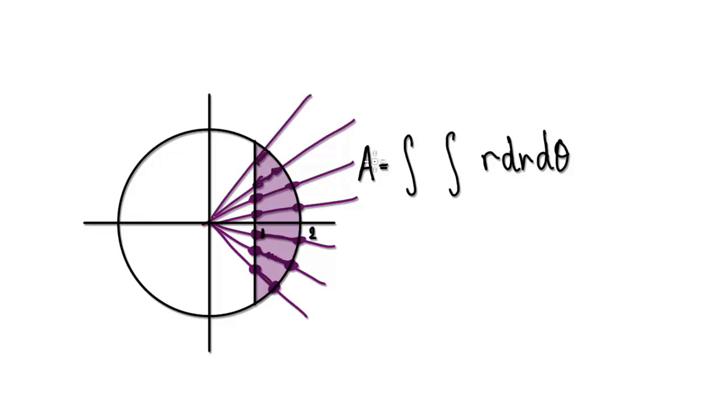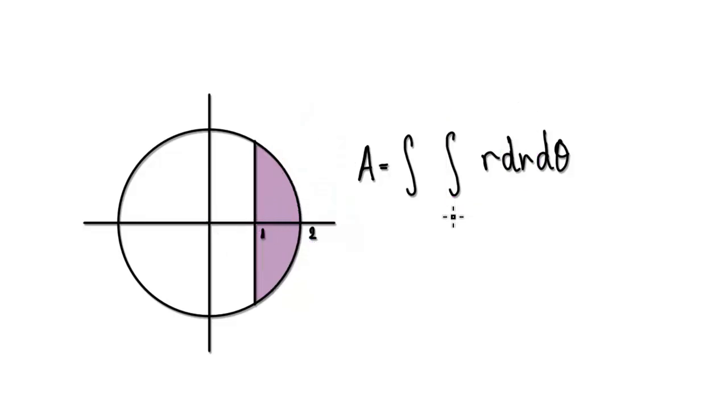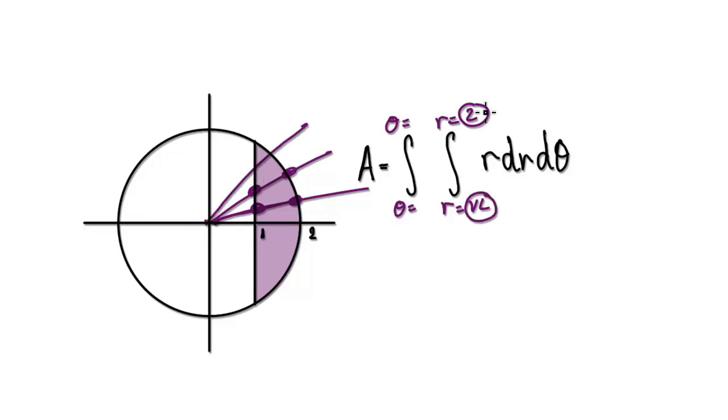So to set up, our area is given by the double integral. Remember, this is dr, so it's going to be r equals something to r equals something, and the outer integral is going to be theta equals something to theta equals something. So r starts at the vertical line and then it stops at a radius of 2.